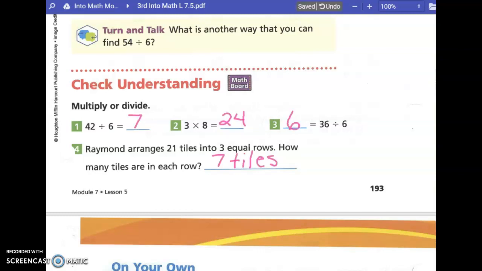Okay, so if you're at home, I hope you did your check for understanding. 42 divided by 6 is 7. 3 times 8 is 24. 36 divided by 6 is 6. And 21 divided by 3 equals 7 tiles. Go ahead and work on your other page on your own, the front and the back, page 195, and then come back to the recording and I'll help you with 48 and 52.